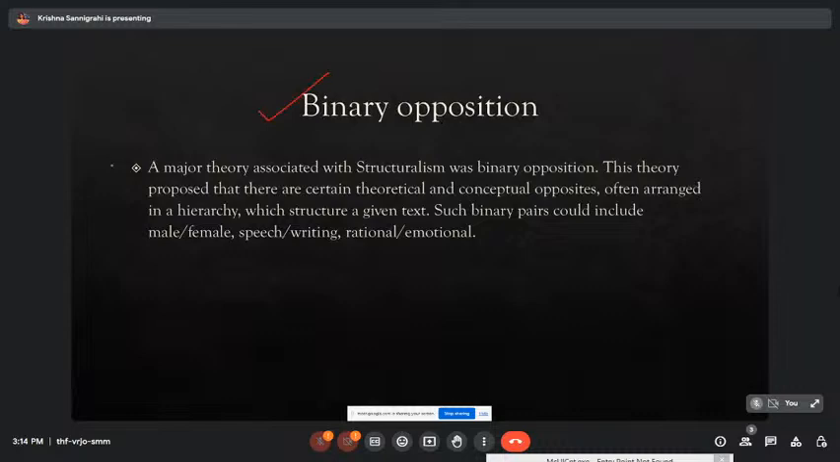Another concept which we just discussed in the very first slide, that a major theory associated with structuralism was of binary oppositions. What is binary opposition? The two things, that is a pair, which could give you idea of two images, ideas which are opposite in nature. For example, male, female, speech, writing, rational, emotional. So this concept plays an important role over here. And when we take up post-structuralism, this idea becomes important, because the post-structuralists actually try to dismantle this kind of proposition which is given by the structuralists.